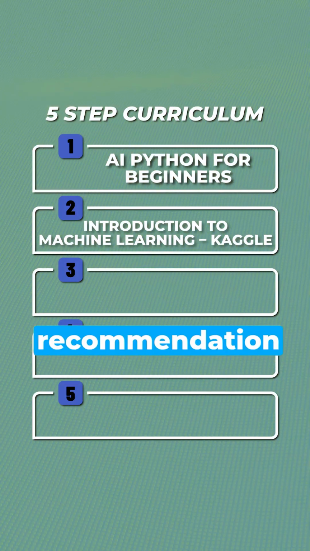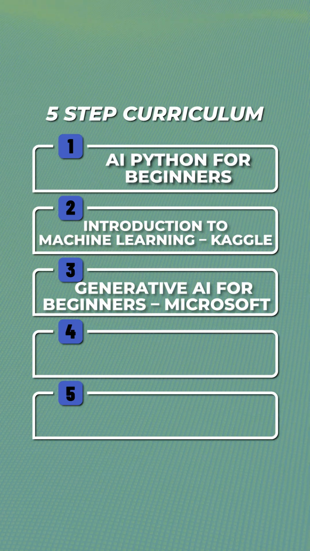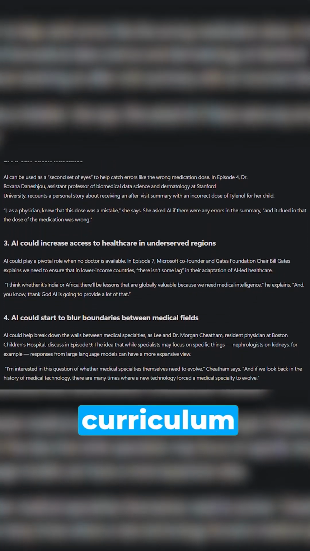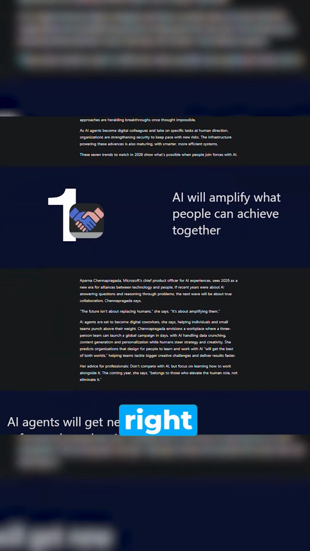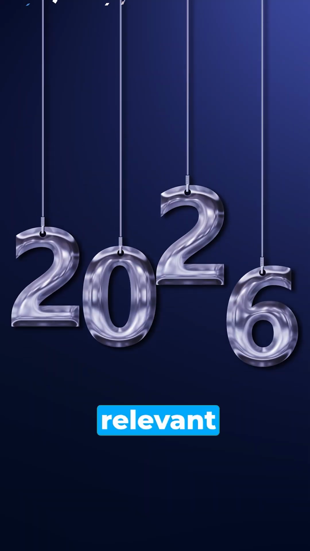Once you finish the course on Kaggle, my 3rd recommendation for you is Generative AI for Beginners by Microsoft. This is really going to get you into the more contemporary tools such as large language models and chatbots. Microsoft offers this free 12-lesson curriculum that teaches you how to build the applications that everyone is talking about right now. So if you want to learn how to program models, if you want to be relevant in 2026, you definitely want to check out this course.